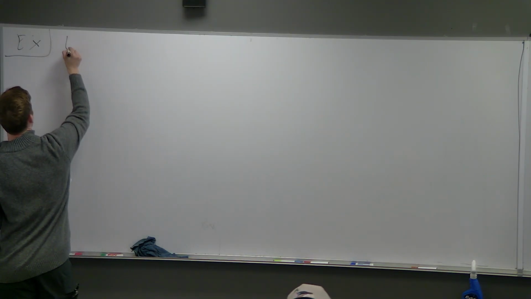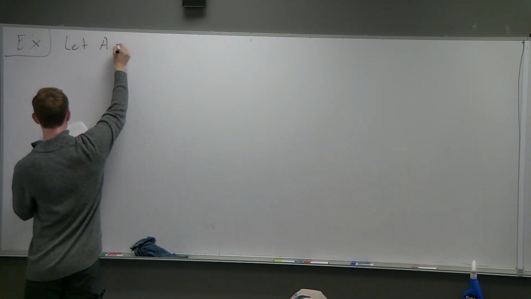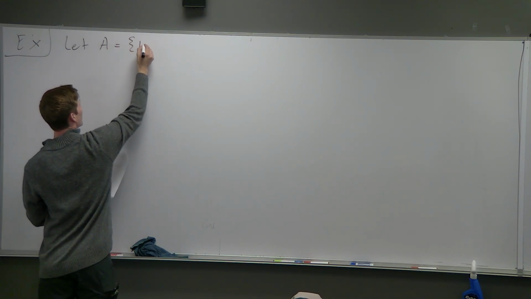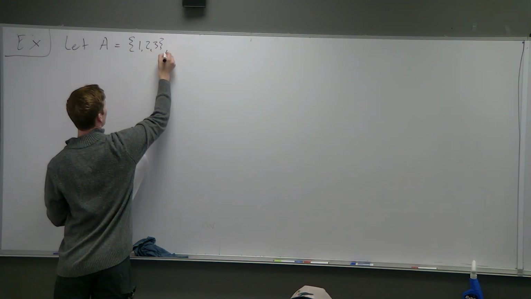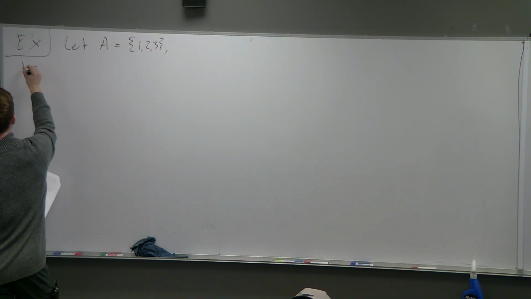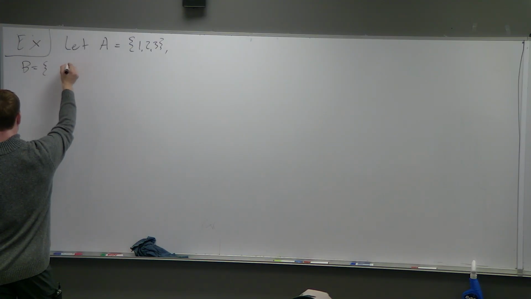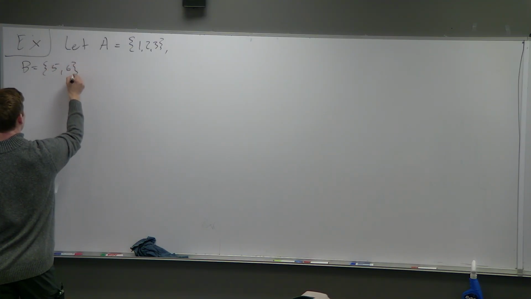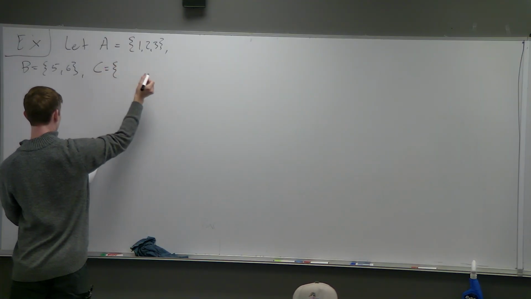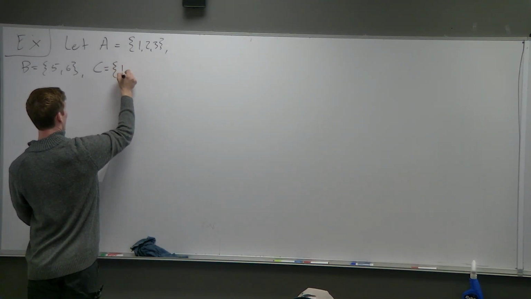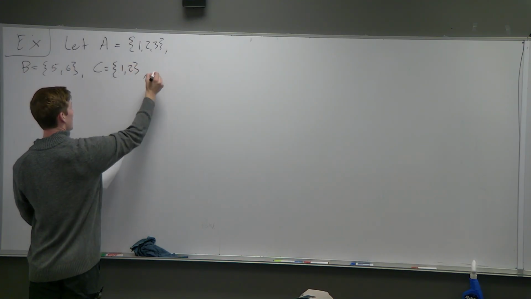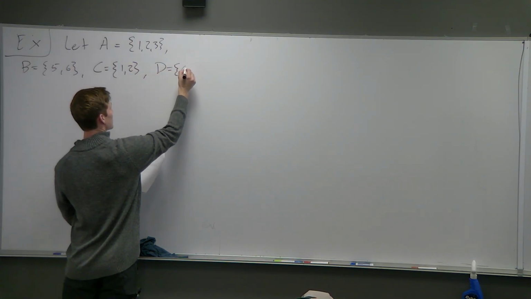So here, let A be equal to the set 1, 2, 3, those integers. Let B be equal to the set of integers 5 and 6. And let C be equal to the set of integers 1 and 2. And D be equal to the integer 6.